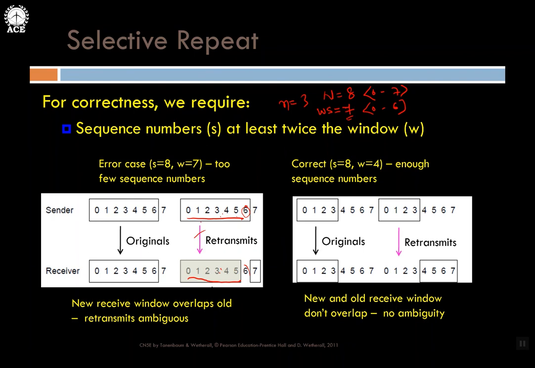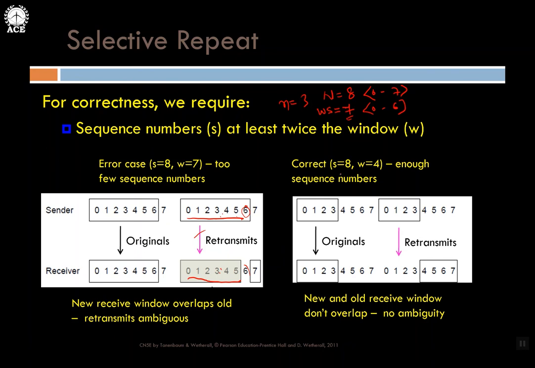This should not happen. These are the new frames that the receiver is expecting, and these are the old frames that it has transmitted. So mistakenly it accepts because of this overlap. To avoid that, when it slides the window, the new frames that it is expecting should not overlap with the previous ones. So for that we have to reduce it by half.